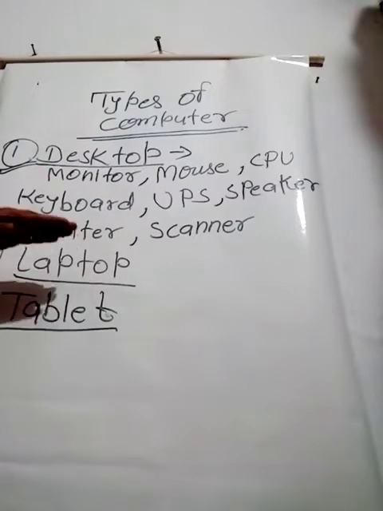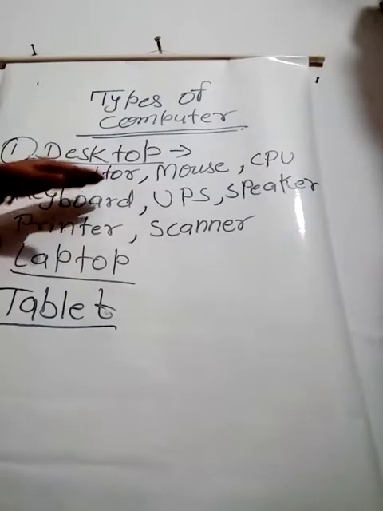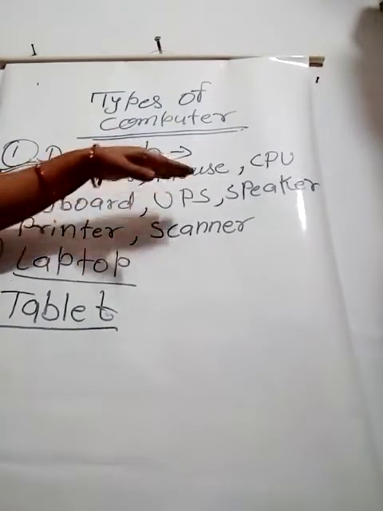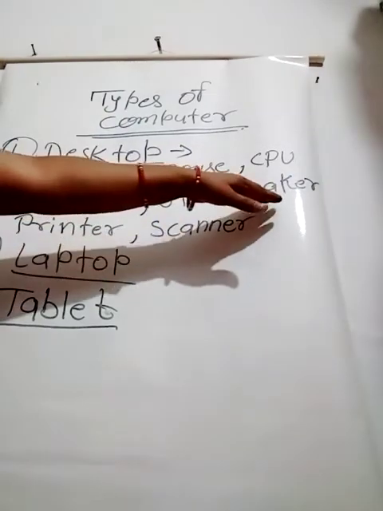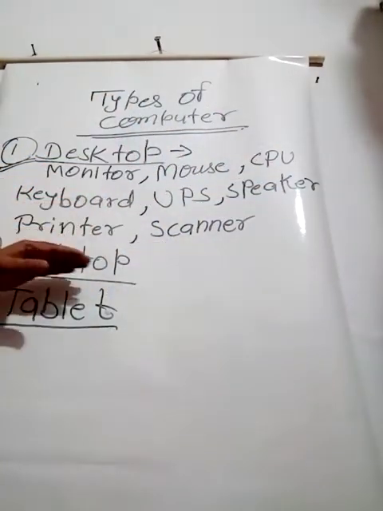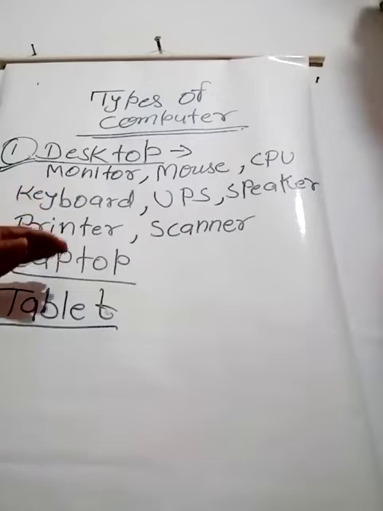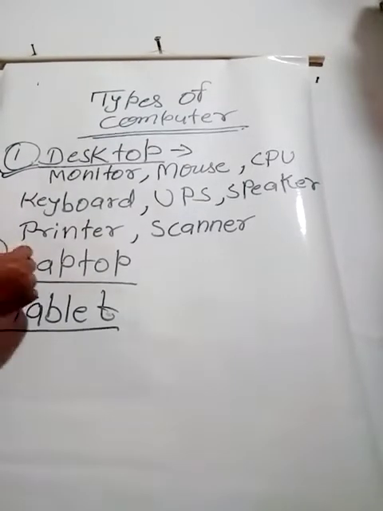A laptop has an inbuilt keyboard, inbuilt mouse, inbuilt CPU, inbuilt UPS, inbuilt speaker, everything inside it. And with this type of computer, you can do the work by keeping it on your lap. That's why it is called a laptop.